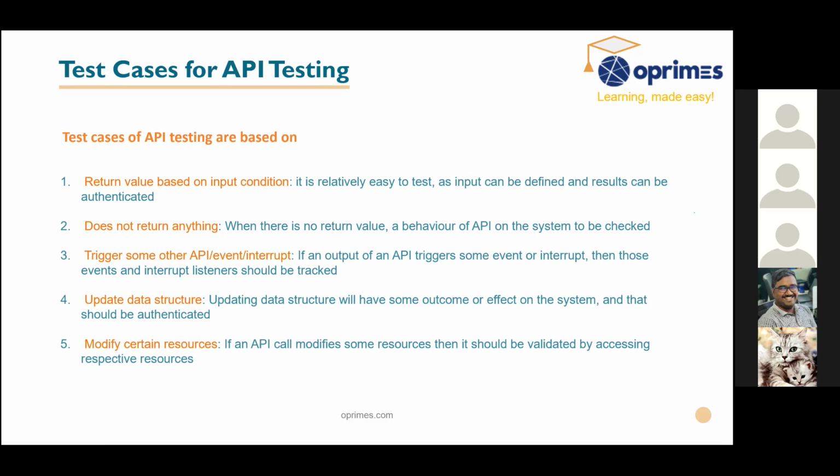Hello, I have one doubt. For the fourth point, updating data structure, as a tester we don't have access to the backend database, right? Then how do we check? We have backend testers. For API testing, we should have database access.